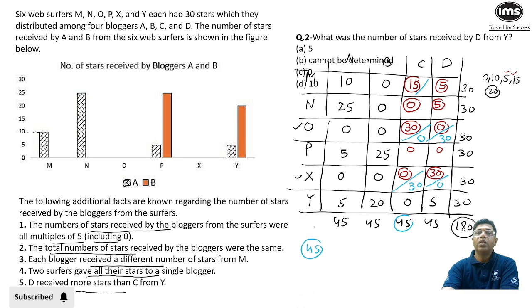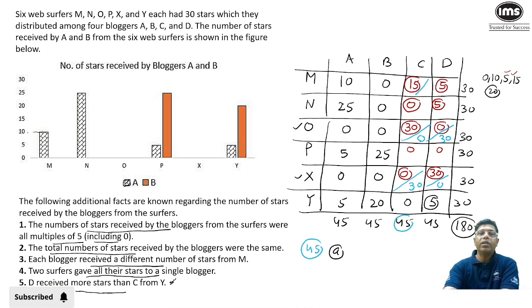Second question is, what was the number of stars received by D from Y? D from Y has to be 5. That is fixed because of condition number 5. So option A is the correct answer. Go to question number 3.